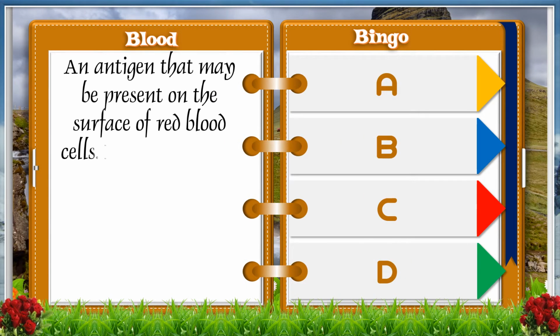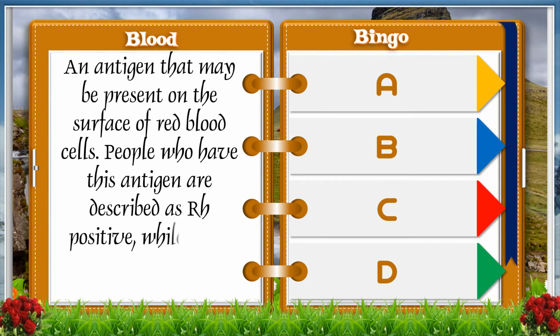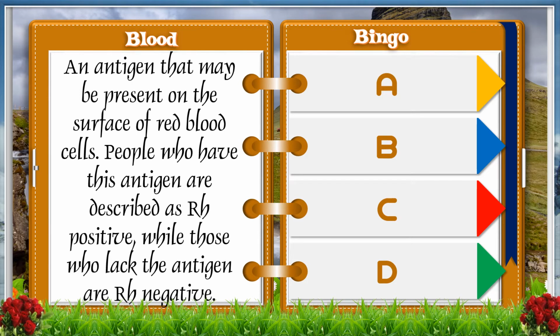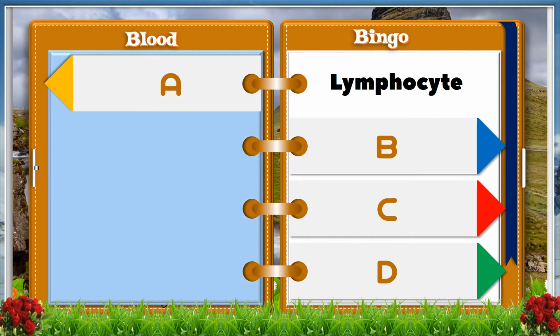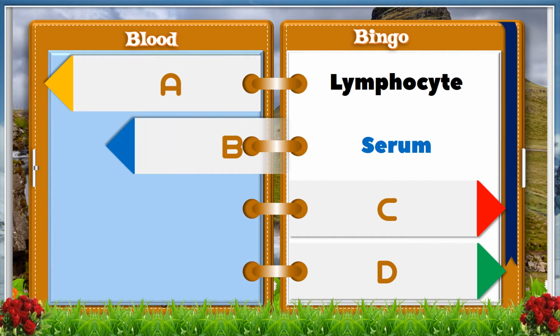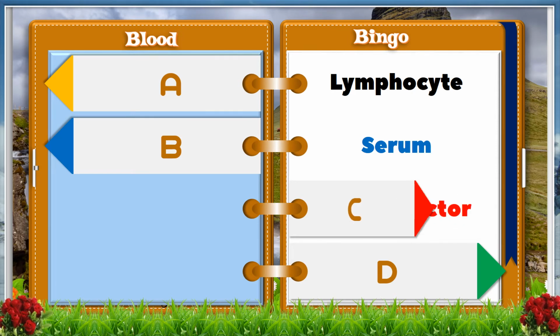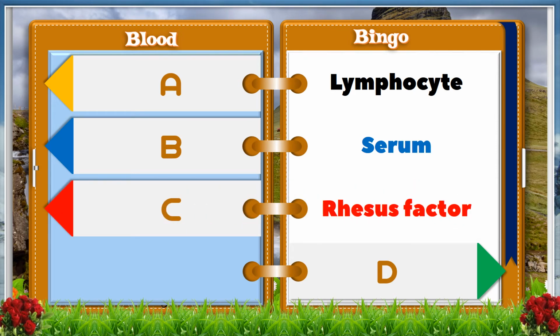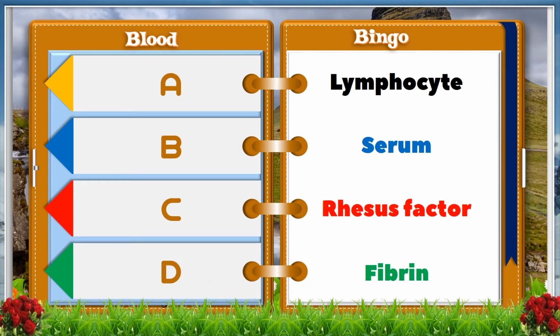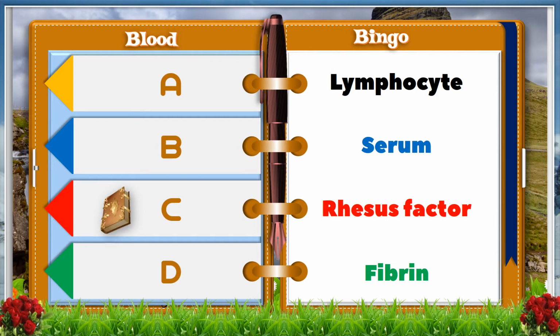An antigen that may be present on the surface of red blood cells. People who have this antigen are described as rhesus positive, while those who lack the antigen are rhesus negative. A. Lymphocytes. B. Serum. C. Rhesus factor. D. Fibrin. And the answer is C. Rhesus factor.